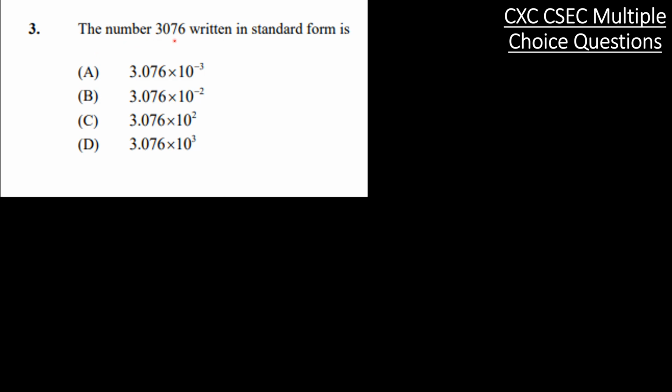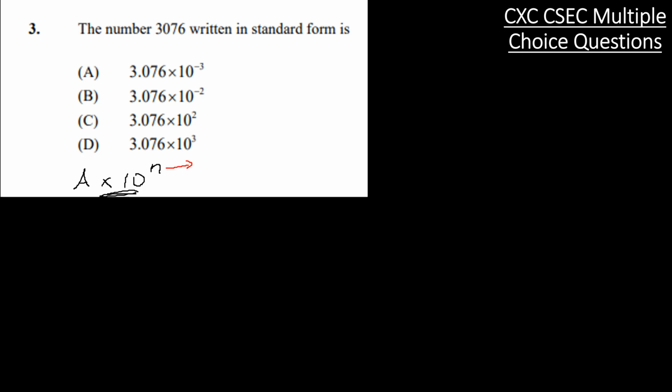The number 3076 written in standard form is... we have 4 options. We want to choose one as our answer. Any number written in standard form is in this format, a times 10 to the nth power. So we always have times 10. So all of these so far have times 10. A must be a number between 1 and 10. If you check all of these, they're all between 1 and 10, 3.076.